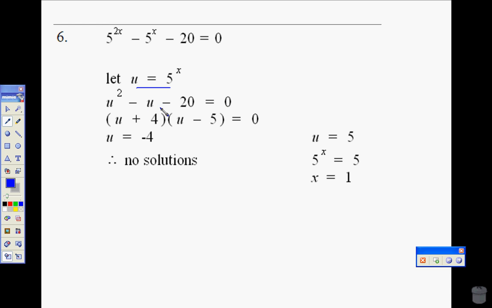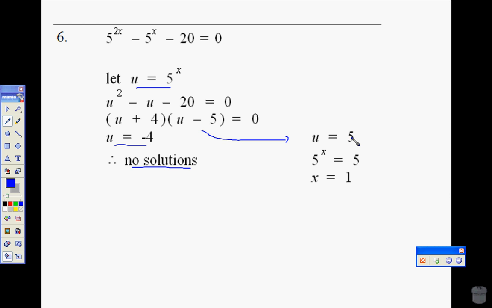0. We factorise. So 4 times minus 5 gives us minus 20. We get the 4 minus 5 plus 4 gives us minus 1. That will leave us u plus 4 would equal 0, or u would equal minus 4. Now we saw before that 5 to the power of x in this case can never equal minus 4, so we get no solutions. From this part, u is going to be equal to 5 because something there has got to make it equal to 0.